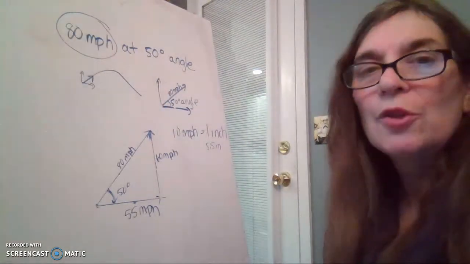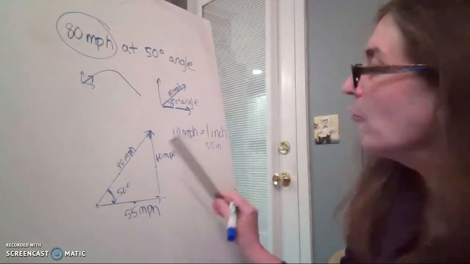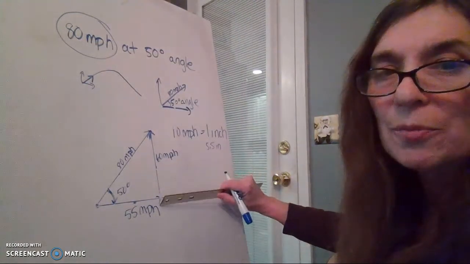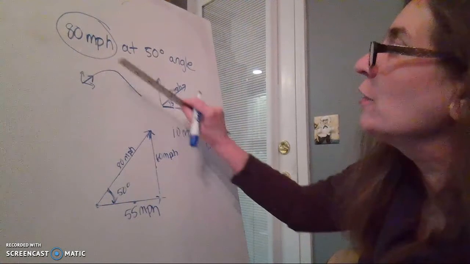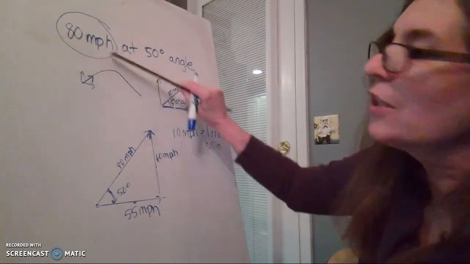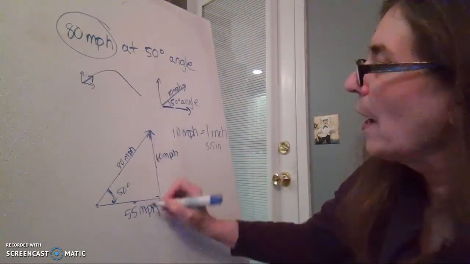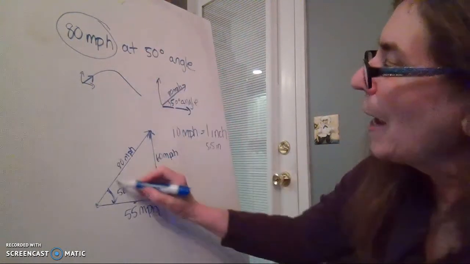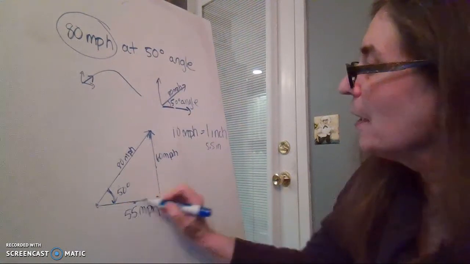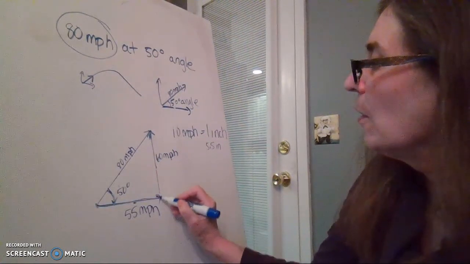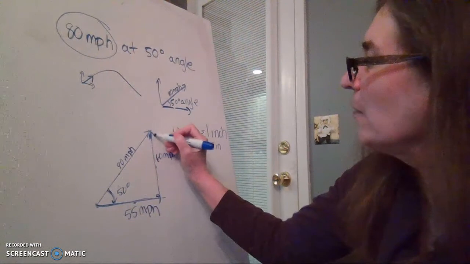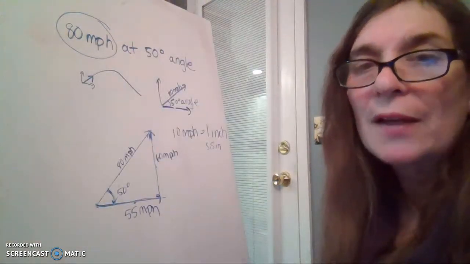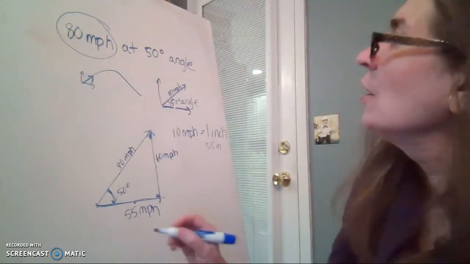All right? So if you want to figure out how fast a projectile is moving forward and how fast it's moving upwards, when you're given the velocity at an angle, you can draw this triangle. You first draw the 80 miles per hour at a 50-degree angle, and then you make it into a triangle. This plus this, if you remember adding vectors, gives you this, right? So go do that at home and try that out.